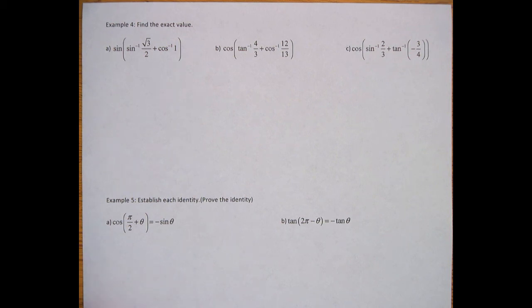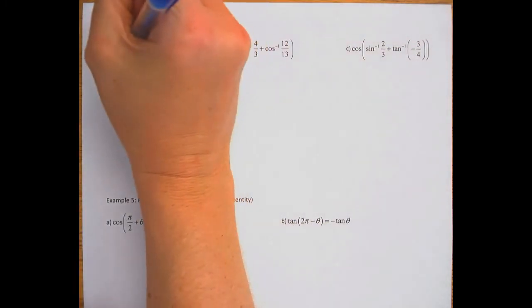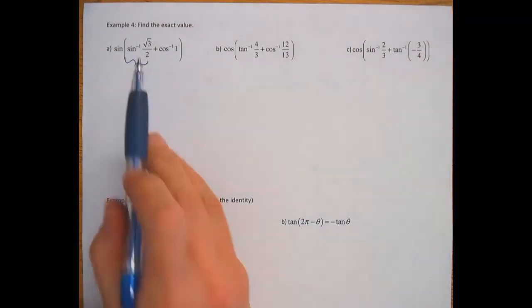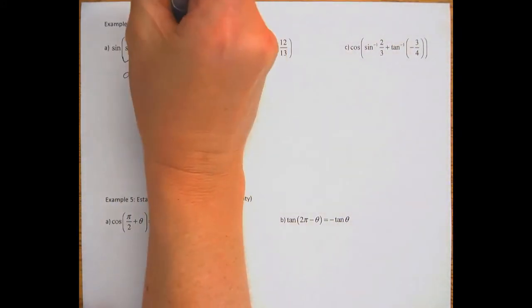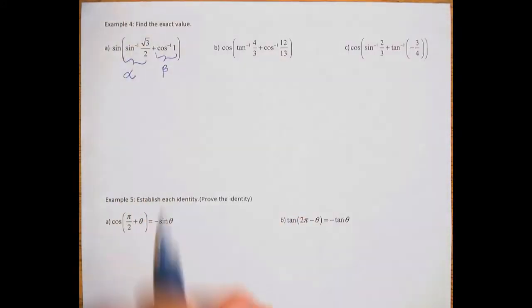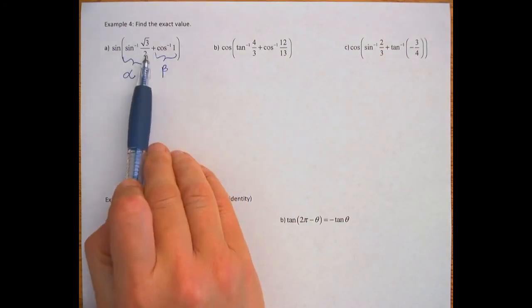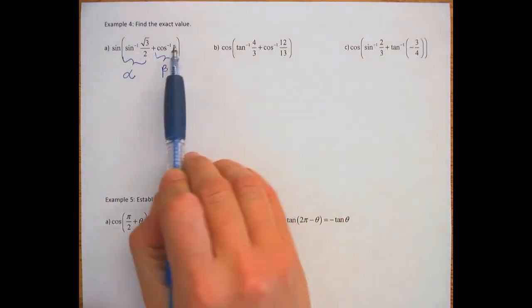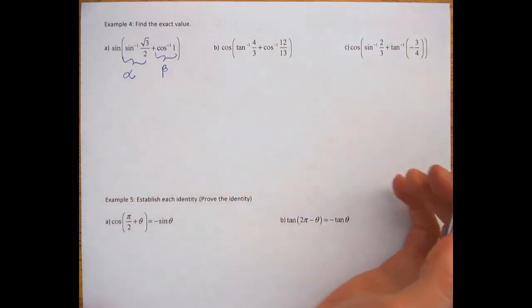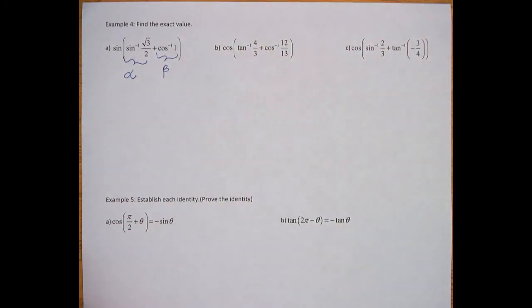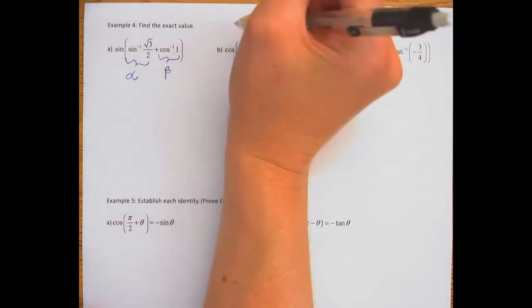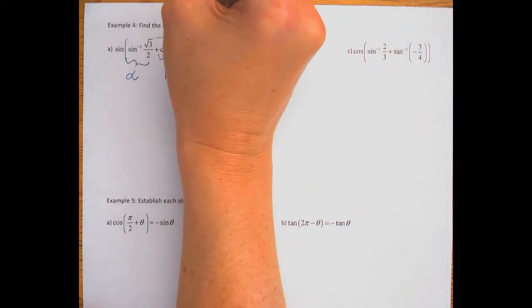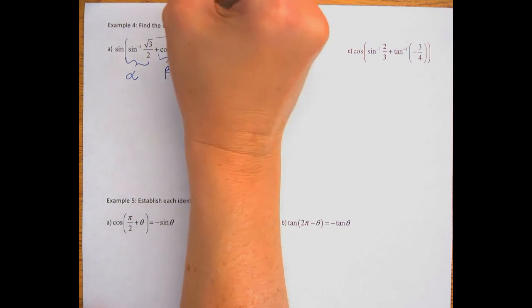Okay, recall that the answer to an inverse trig problem is an angle. Sine inverse of rad 3 over 2 is some angle alpha. Cosine inverse of 1 is some angle beta. Now these ones are easy to do because these are special values from the unit circle, so it's a little easier to do this one.